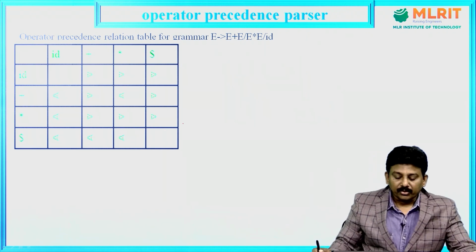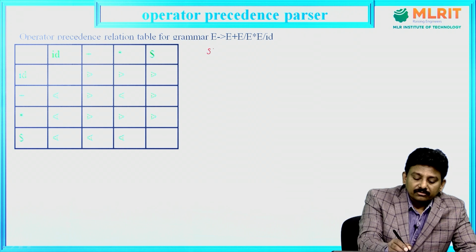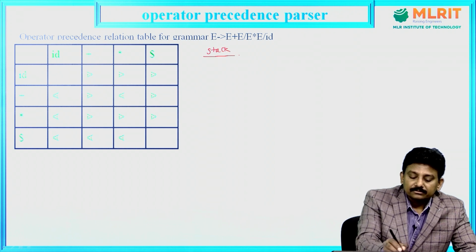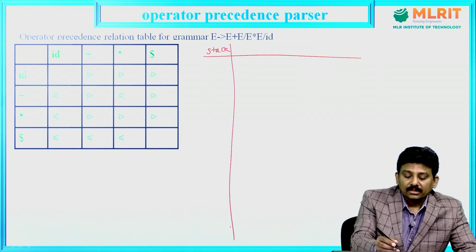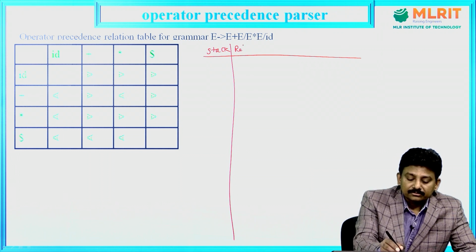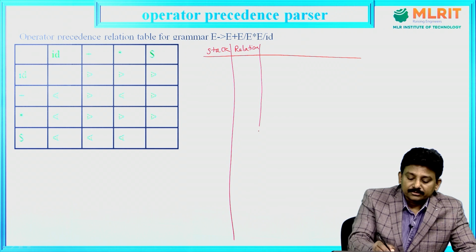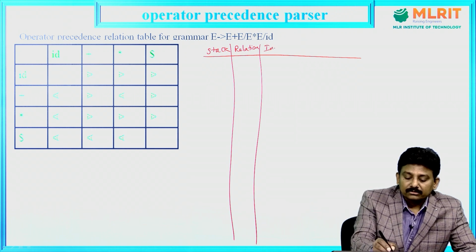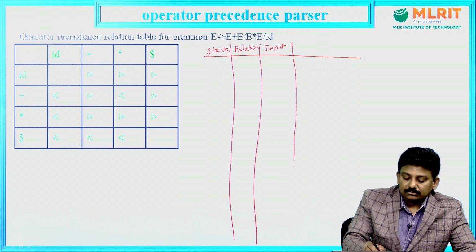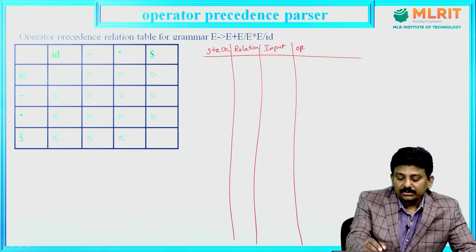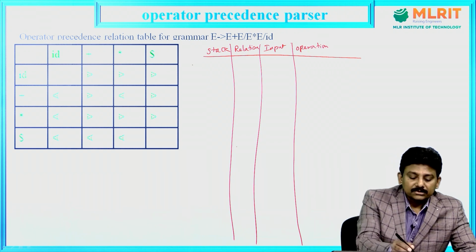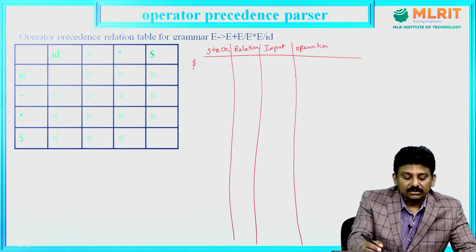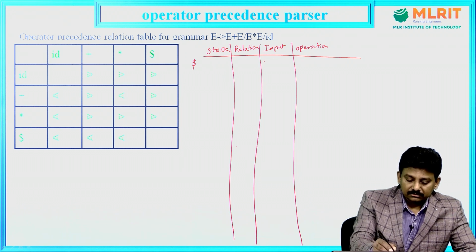Now we will parse the string. For that we need a stack, the relation between the terminals, and the input and operation. Initially the stack is dollar; dollar indicates an empty stack. Input is ID plus ID star ID followed by dollar. Dollar is the end marker of the input.